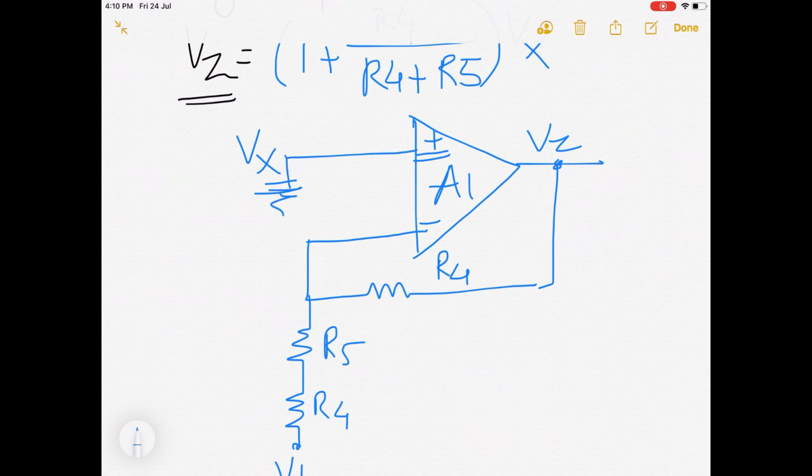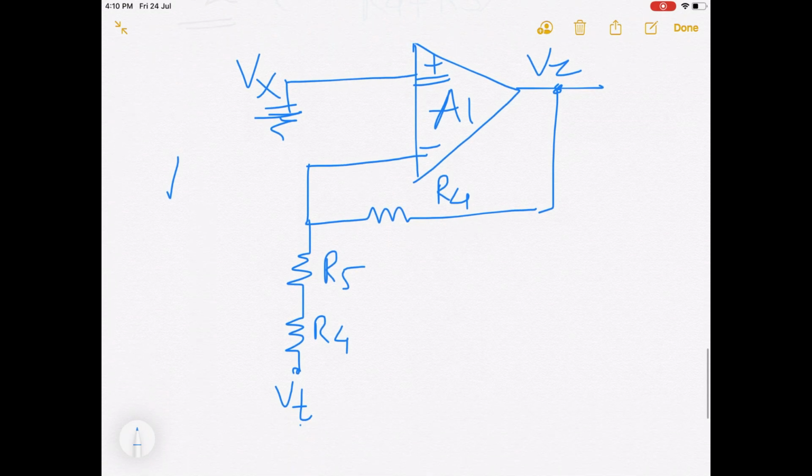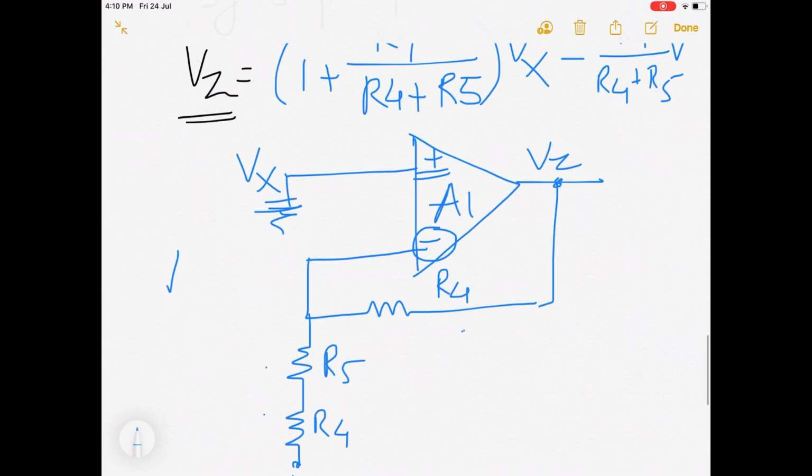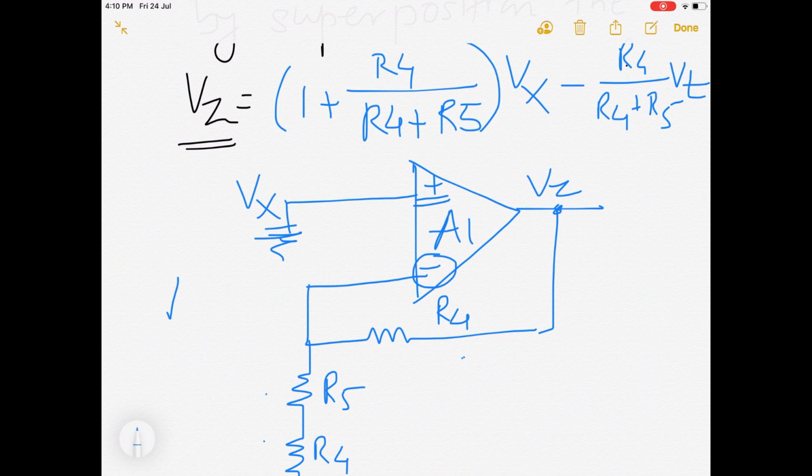Now what will be the Vz? Here the input is applied at which terminal? Inverting terminal. That means your circuit is an inverting amplifier. So what will be the formula for inverting amplifier? That is minus Rf by R1. So here Rf is R4. So minus R4 upon R4 plus R5 into V, what is that input? Vt. Okay, so this is your Vz.